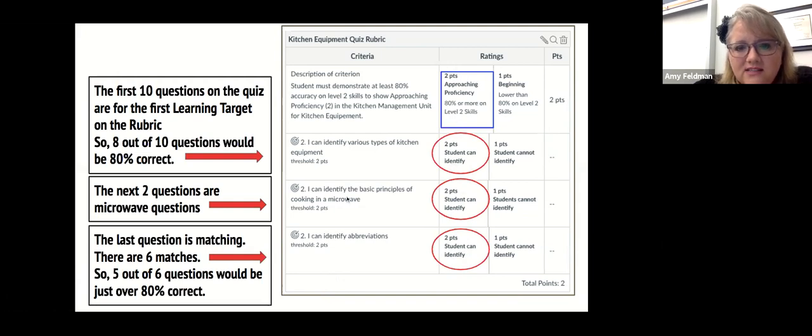Now, because this one quiz only has 3 learning targets, it's very difficult for a student to get a 1 and have a 2 overall. But if you had a quiz with 10 learning targets, then you can see how this rubric would have maybe different circles as you go along. And then you can decide out of all those circles which one gives you approaching proficiency or beginning level.